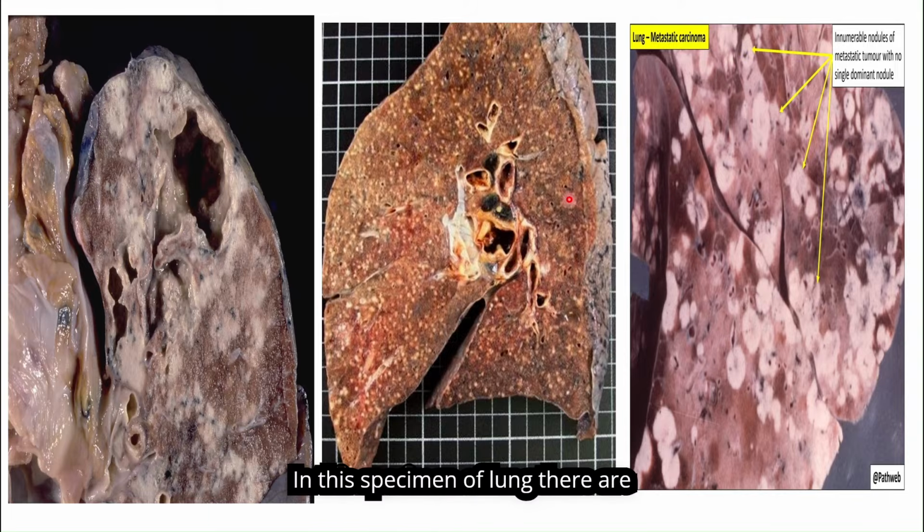In this specimen of lung, there are 1 to 2 mm size white millet-sized granules, and these are all millet tubercles of miliary tuberculosis. So this is a specimen of miliary tuberculosis.